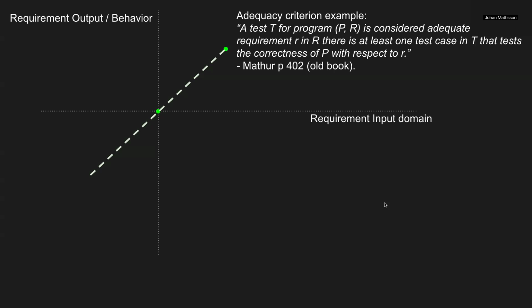But there are other cases that might look more like this, where the input domain is not linear anymore. Or the correlation between input and output is not linear. So we might need to write another test case that's on the line, basically. So in these cases, we need to figure out these kind of things.